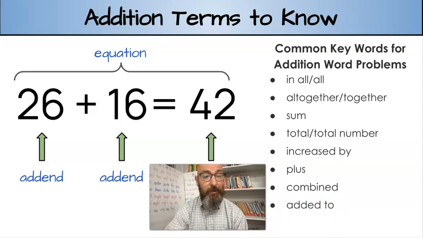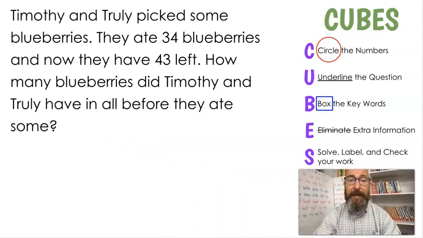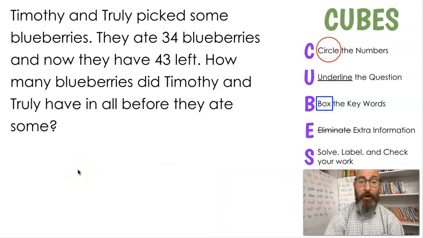Now, let's do our first one. Our first one we're going to go through, and we're not actually going to solve it, but we are going to identify what our problem would be, and we're going to talk about how we would label it. So our first question today: Timothy and Truly picked some blueberries. They ate 34 blueberries, and now they have 43 left. How many blueberries did Timothy and Truly have in all before they ate some?